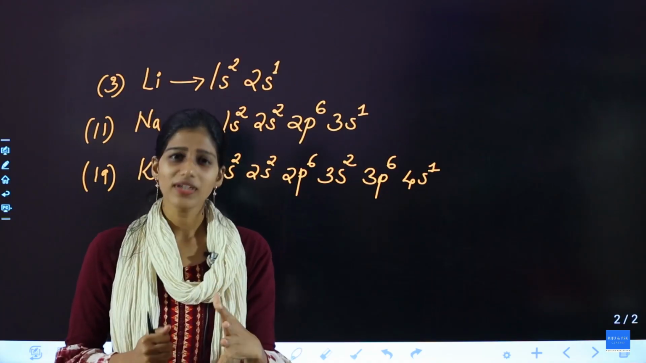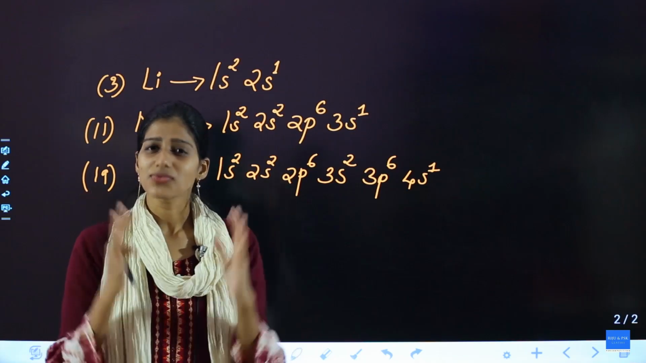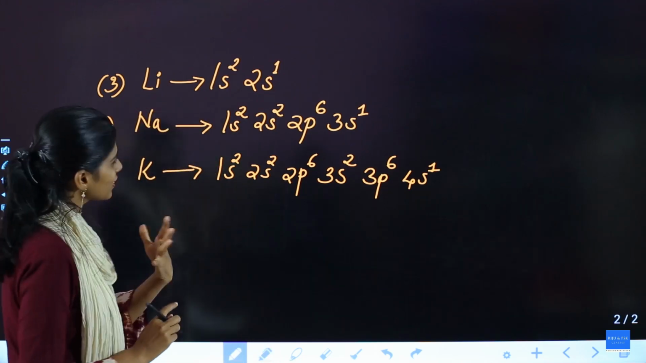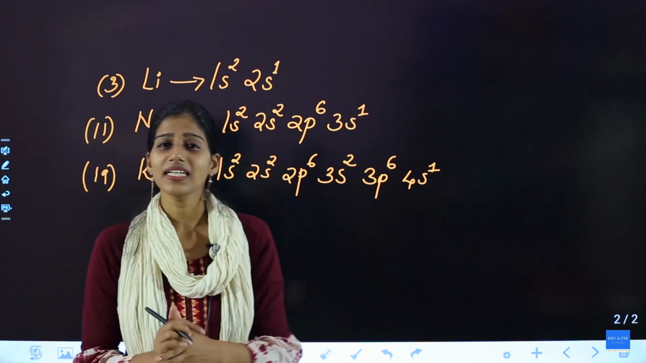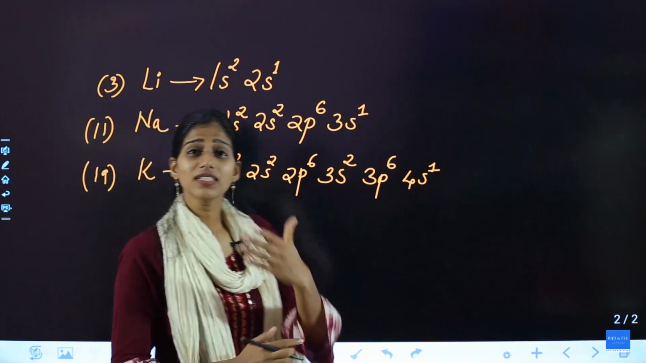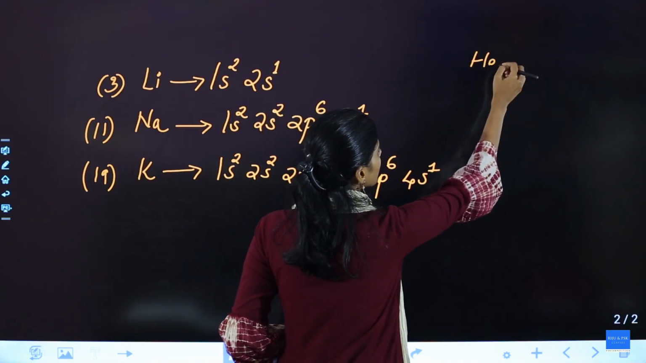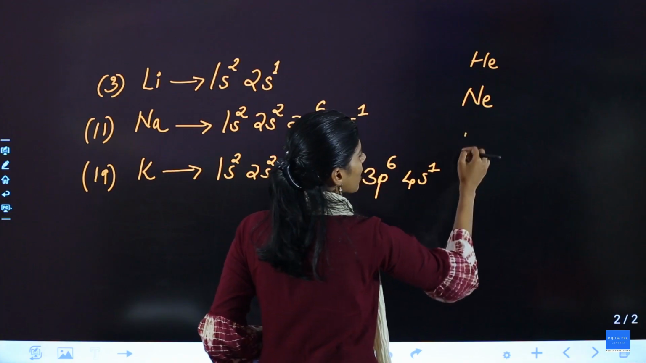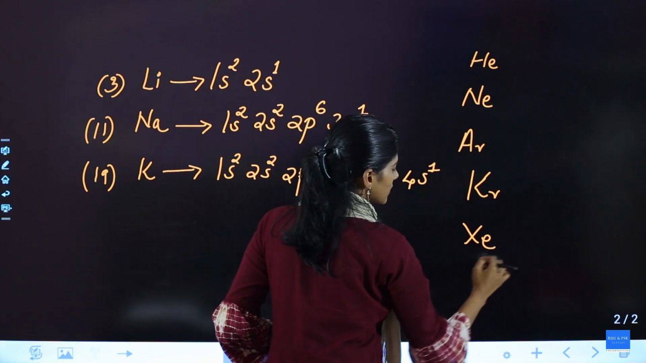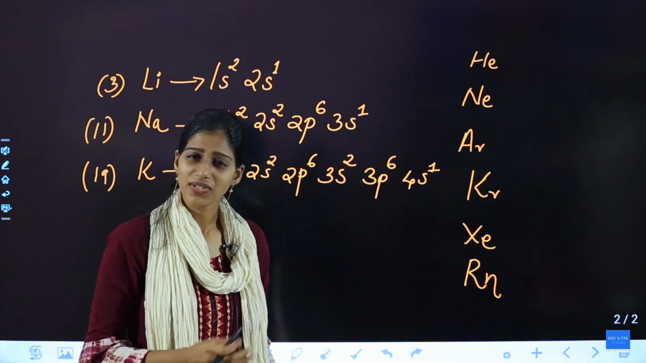In order to avoid that problem, we have introduced a method to write the electronic configuration in a very simple manner. For that, it is related to the electronic configuration of your noble gases. So, what are the noble gases? Tell me, what are the noble gases? You have helium, neon, argon, krypton, xenon, and you have radon, Rn. These are the noble gases.